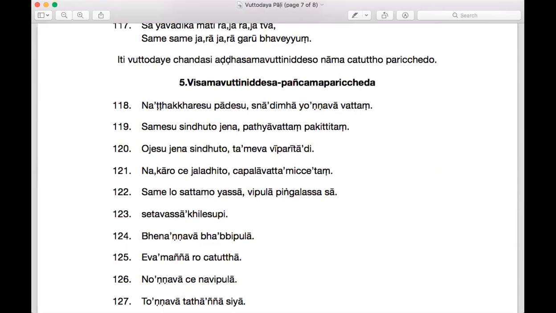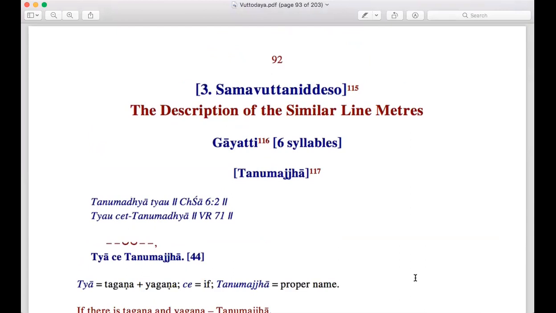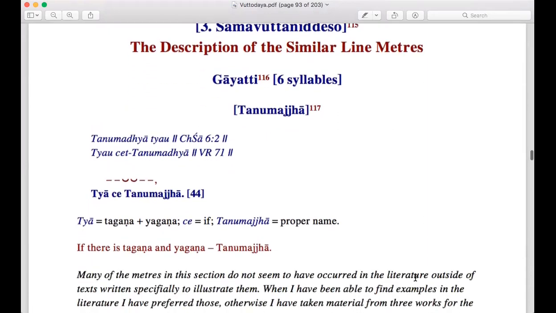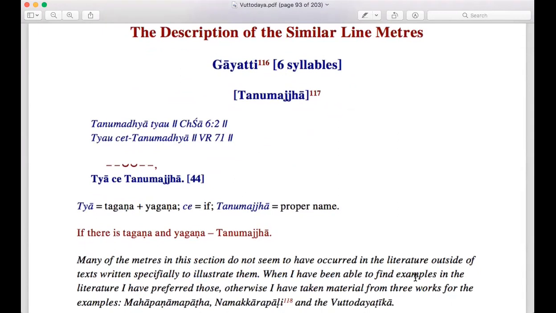Okay. Here is Samavutti Niddesa. In the book we are usually referring to the description of the similar line meters. Niddesa is description, right? Samavutta, similar line meter. So here it is mentioned as Samavutta, but in a text we can say Samavutti. There is not a huge difference between them. You can use both. The description of the similar line meters. So the first meter we are going to talk about is Tanumajja. Tanumajja is the name of the meter.